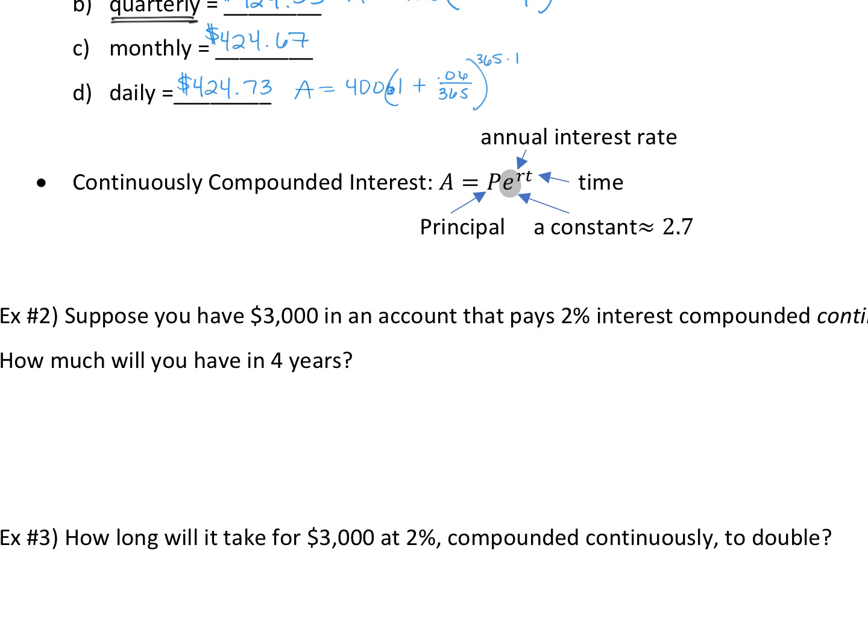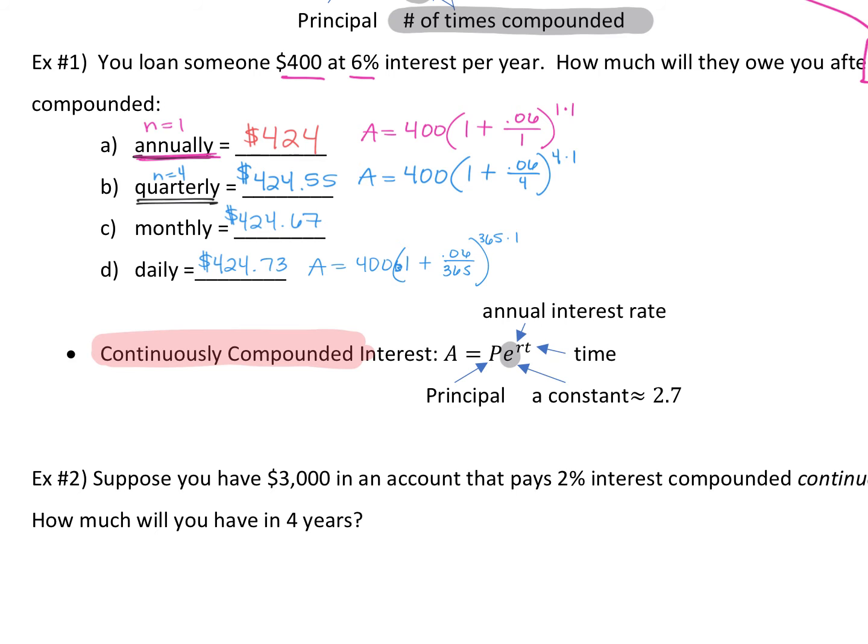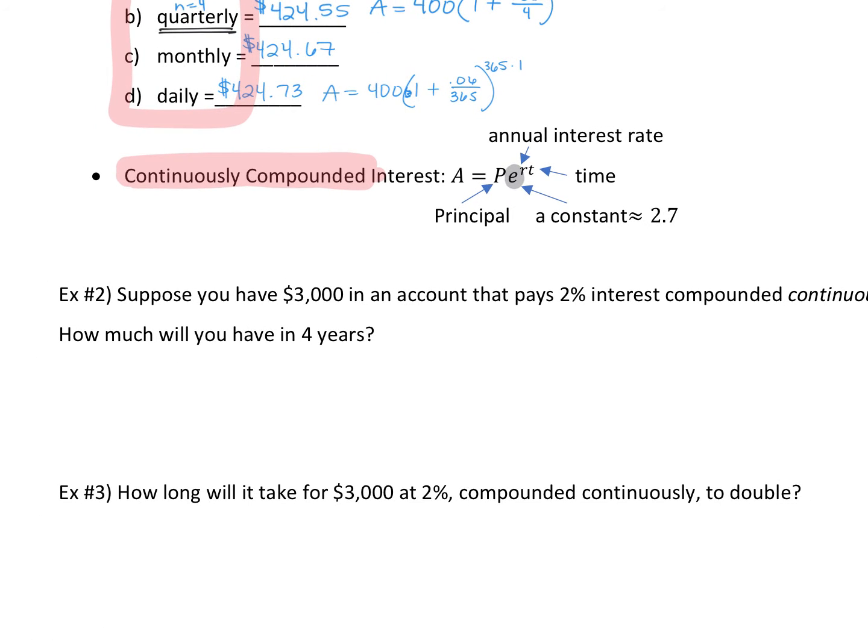He's a symbol that represents a number. So there's this formula. We call it PERT. You see why we call it PERT? It's P-E to the RT power. So when we say use PERT, it means we're using this formula. That only happens when compounding continuously. So if it says monthly or daily, you're going to use the top formula. If it's compounded continuously, you're going to use A equals Pe to the rt power.